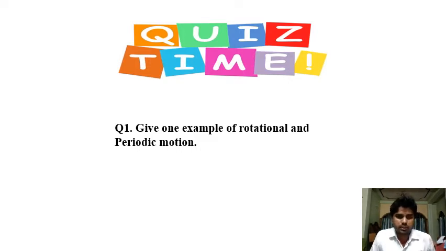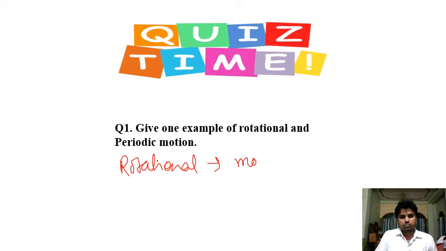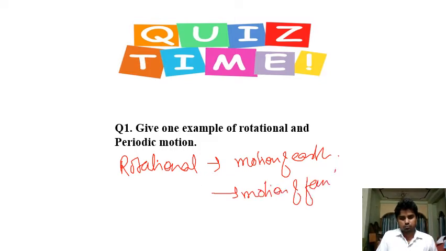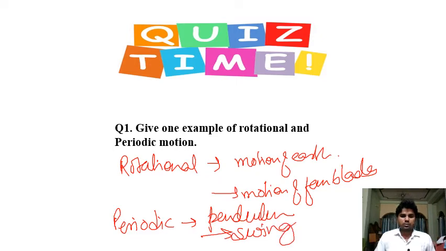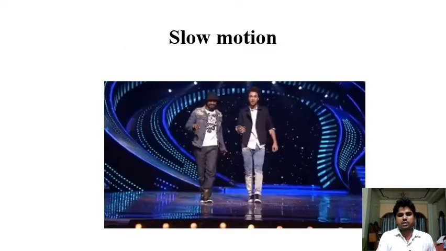Okay students, so the examples of rotational motion would be the motion of the earth and the motion of a fan blade. Periodic motion, what is an example of periodic motion? That is a pendulum and a swing. Okay, so moving to the next part.